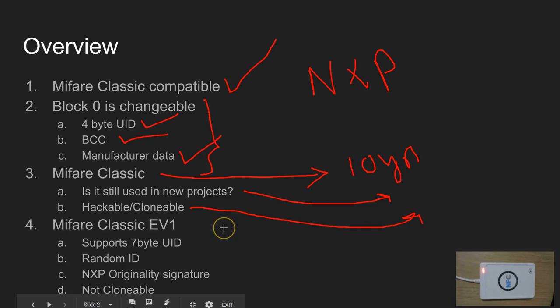If you want to do any new project using MIFARE Classic, it has a very interesting internal architecture that suits multiple-application projects. There is a newer version, version 1 of the MIFARE Classic tags, called MIFARE Classic EV1, and I have made a few videos explaining some of the advantages of EV1. The good thing is this supports a 7-byte UID and random IDs, and it carries the original NXP signature.